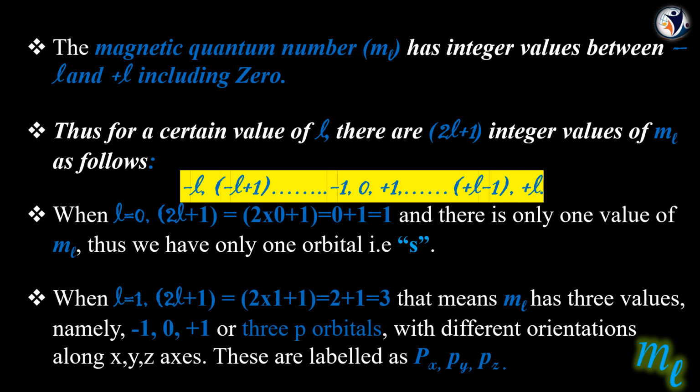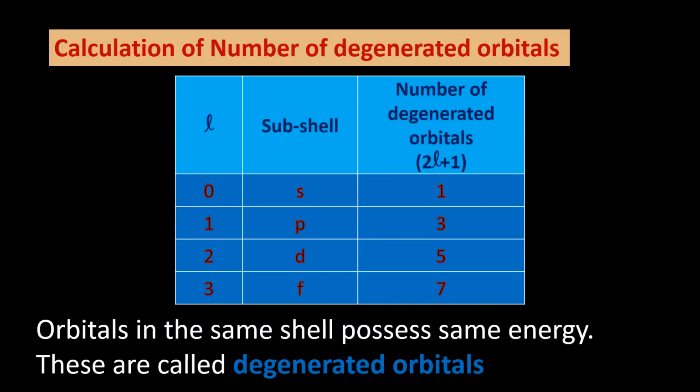In that case, how many D orbitals will be there, children? In this way we are going to calculate the number of degenerate orbitals. What do you mean by degenerate orbitals, children? Orbitals in the same shell possessing the same energy are called degenerate orbitals.